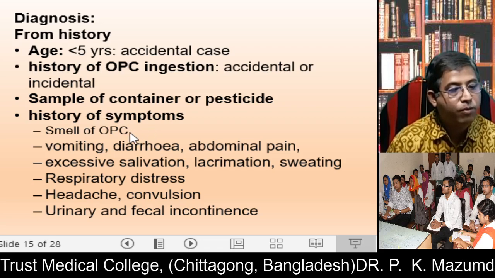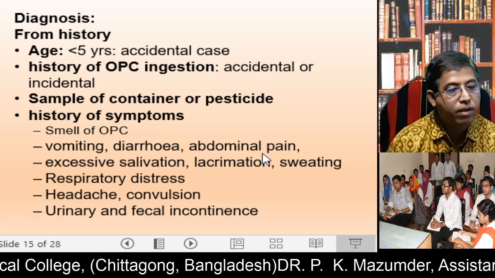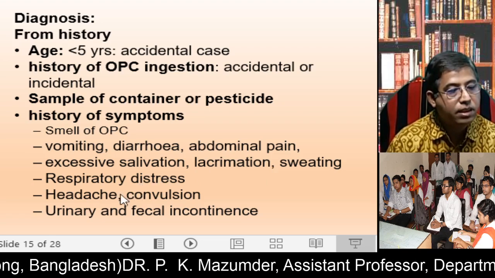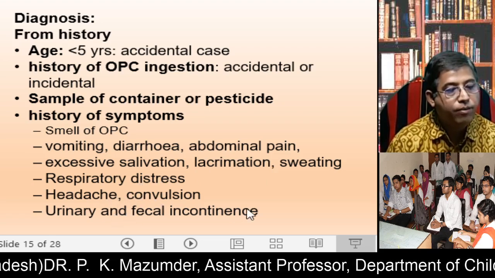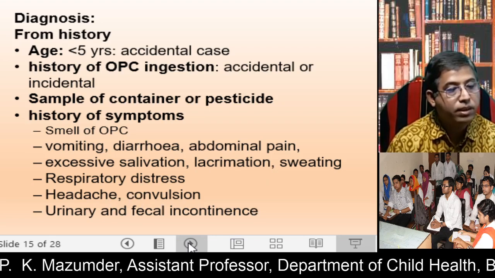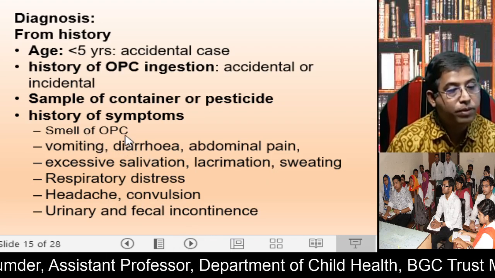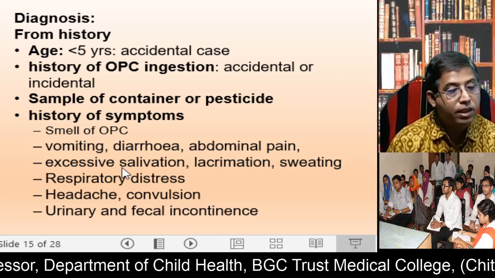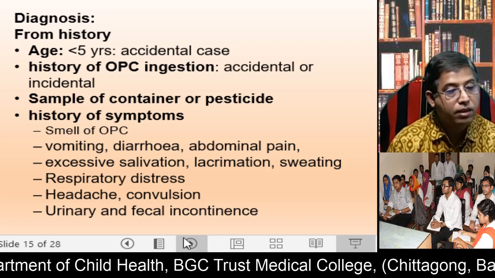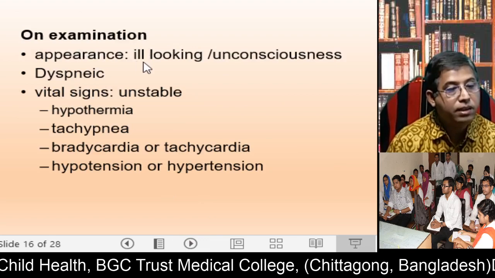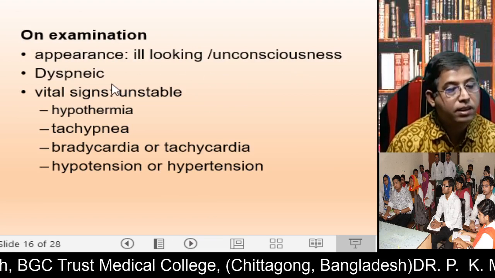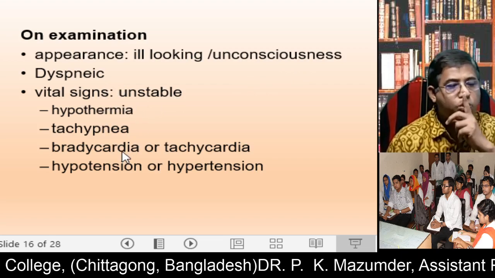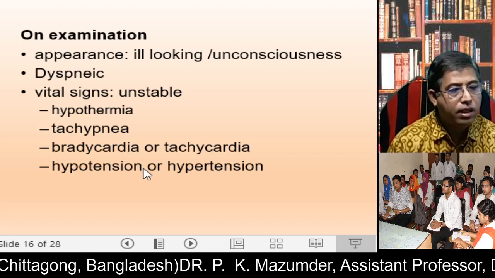History of symptoms: the smell of OPC, vomiting, diarrhea, abdominal pain, excessive salivation, lacrimation, sweating, respiratory distress, headache, convulsion, urinary and fecal incontinence. More important is the smell of OPC, vomiting, diarrhea, abdominal pain, and patients suffering from excessive salivation, lacrimation, sweating. On examination, ill looking appearance and unconsciousness, dyspneic, vital signs unstable, hypothermia, tachypnea, bradycardia or tachycardia, hypertension or hypotension.